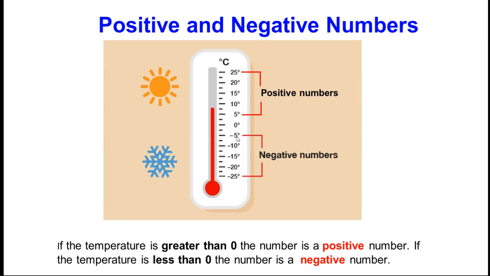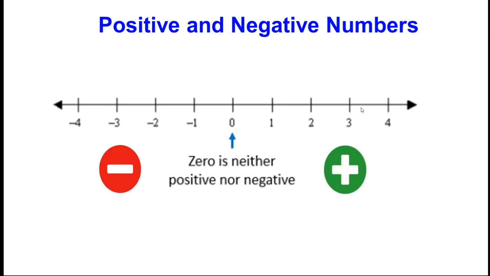If the temperature is greater than 0, the number is a positive number. If the temperature is less than 0, the number is a negative number. But please make sure that you keep this in mind. 0 is not a positive or a negative number.